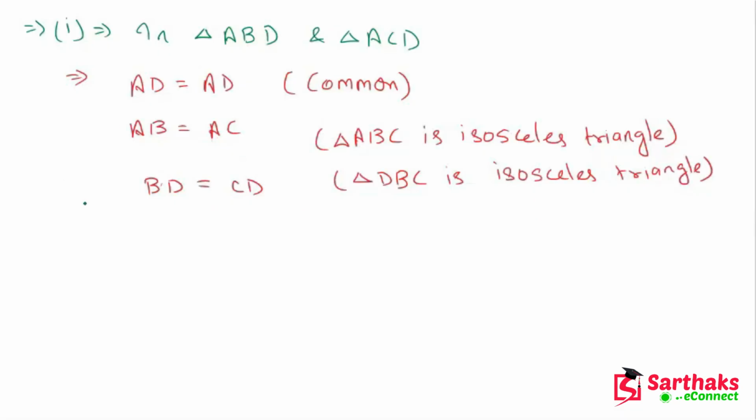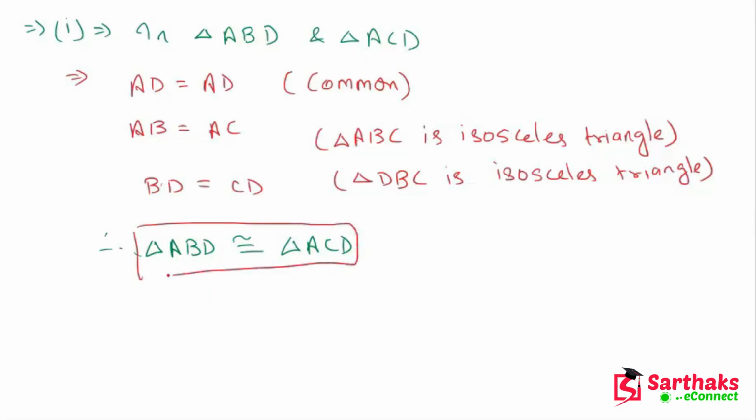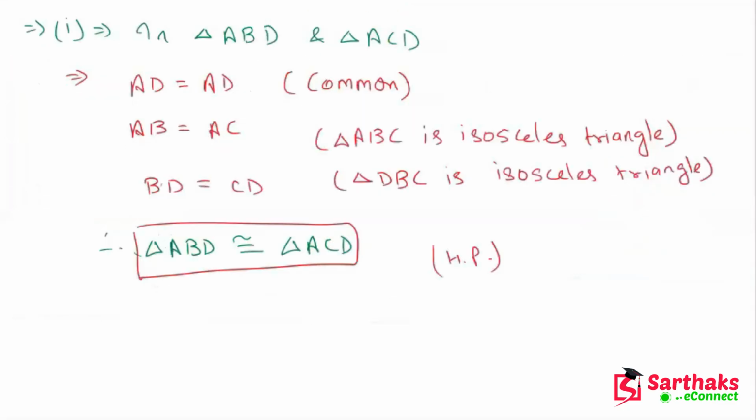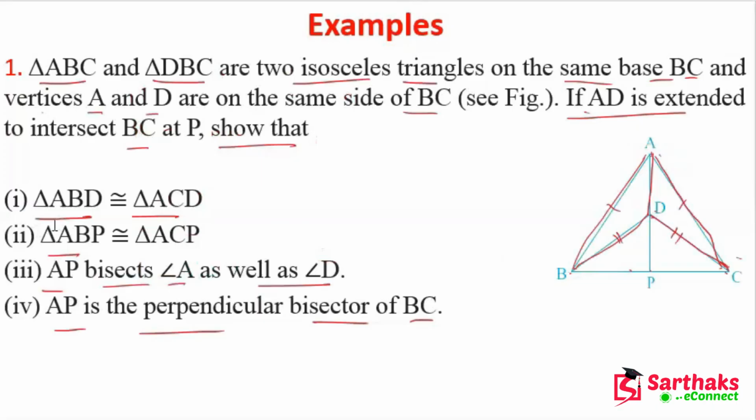So we can write, since triangle ABD is congruent to triangle ACD, hence proved. So our first part is complete. Triangle ABD is congruent to triangle ACD.